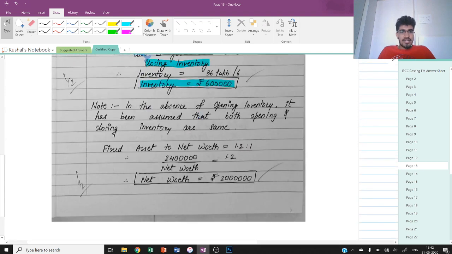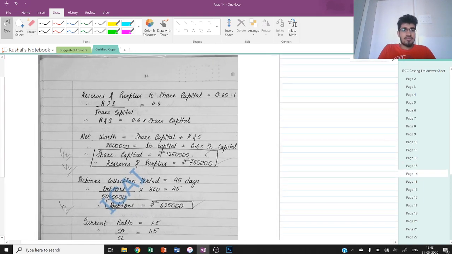Next, fixed asset to net worth ratio is given as 1.2 is to 1. We have the fixed assets as rupees 24 lakh, which we have already computed. Upon net worth is 1.2. Therefore, the net worth is what? 24 lakh upon 1.2, which is rupees 20 lakhs. This is the net worth.